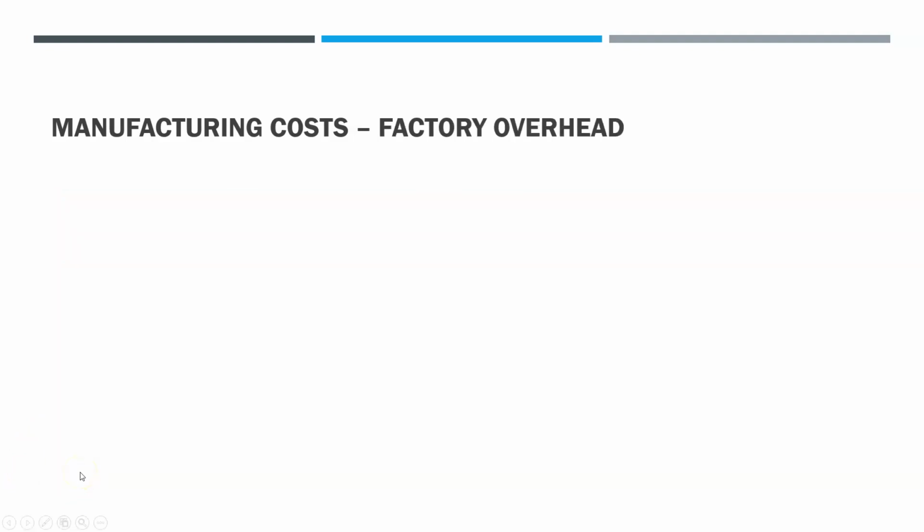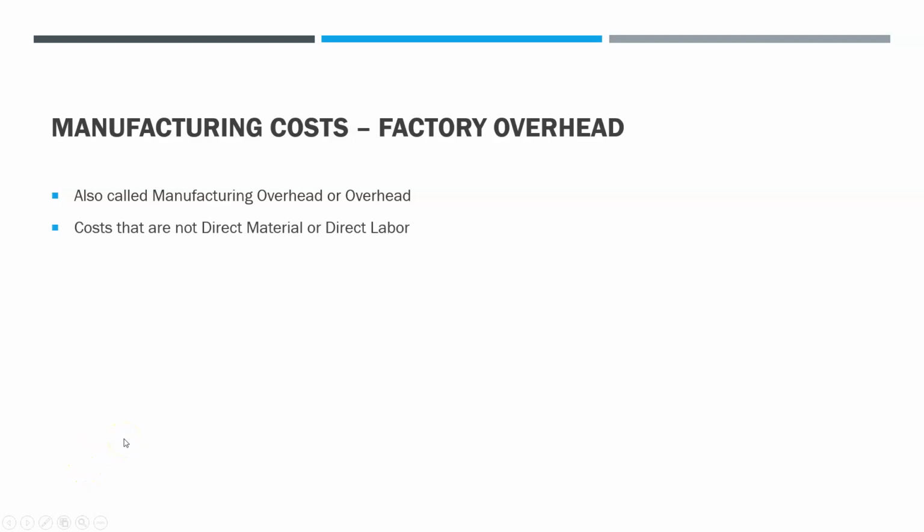Next, let's look at factory overhead. Factory overhead is often called manufacturing overhead or just simply overhead. So you'll hear me use the term manufacturing overhead or factory overhead. They all mean the same thing. These are costs that are not direct material or direct labor. So any cost that is incurred in the factory that is not direct material or direct labor is classified as manufacturing overhead or factory overhead.